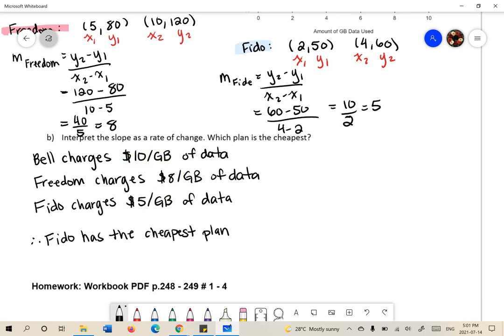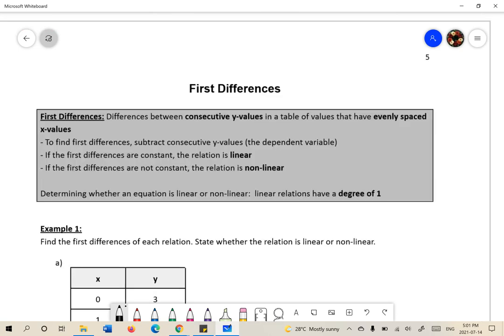There are some homework questions on rate of change in the workbook for you to try before moving on to first differences. First differences are the differences between consecutive y values in the table of values that have evenly spaced x values. To find first differences, we must subtract consecutive y values. If the first differences are constant, you know that this is a linear relation. If the first differences are not constant, then you know that this is not a linear relation.